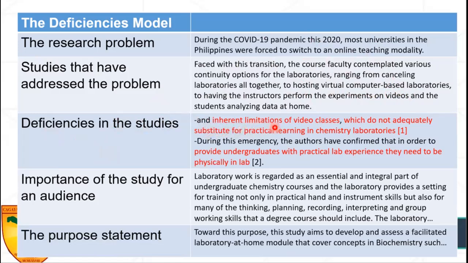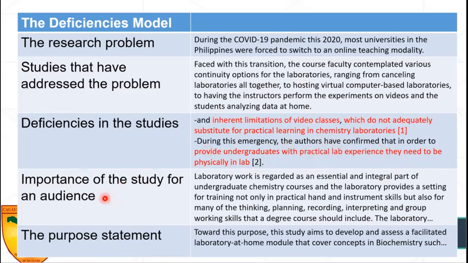and inherent limitations of video classes, which do not adequately substitute for practical learning in chemistry laboratories. So doing chemistry laboratory online and face to face is different. So that's the gap. During the emergency, the COVID-19 pandemic, the authors have confirmed that in order to provide undergraduates with practical lab experience, they need to be physically in the lab. So that is the gap. They need to be physically in the lab.